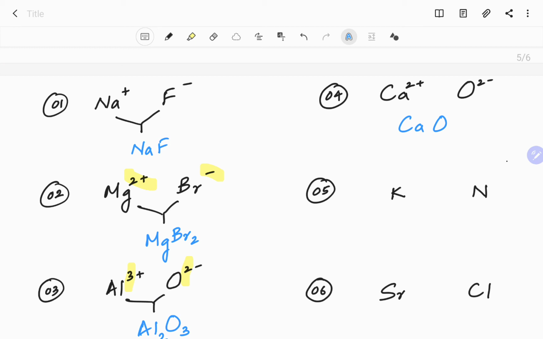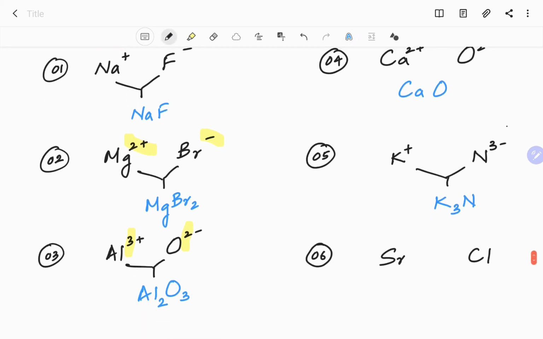Okay. All right. So next up is potassium and nitrogen. K plus and N3 minus. You write potassium first, and then potassium gets number 3 from nitrogen, because you are swapping the charges. And then nitrogen gets number 1 from potassium, so don't write it. Here's the chemical formula.